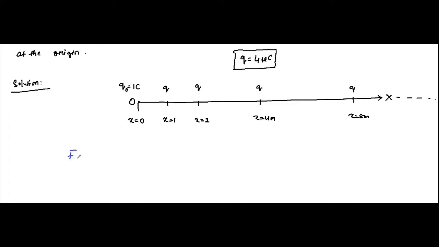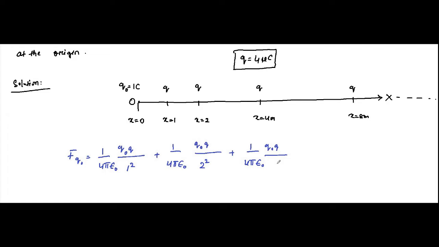The total force acting on q0 is equal to 1 by 4 pi epsilon 0 q0 q by this distance, which is 1 square, plus 1 by 4 pi epsilon 0 q0 q by 2 square, plus 1 by 4 pi epsilon 0 q0 q by 4 square, plus 1 by 4 pi epsilon 0 q0 q by 8 square, and so on like that.